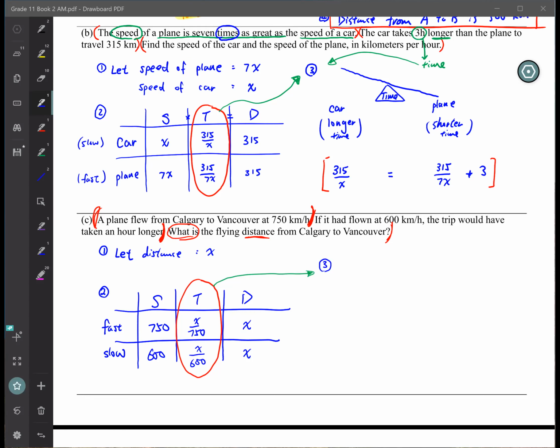Okay, looks like almost everyone finished. Can you raise your hand if you got it? How about you, Eric? Okay, Yosher, can you tell us what you have for your equation? X over 600 minus 1 equals X over 750. Okay, so you have a subtract 1 on the slower side, right? Anyone has something different?